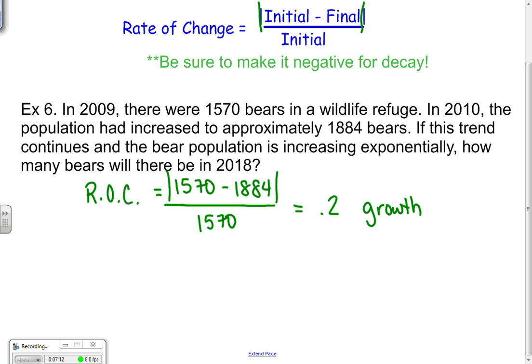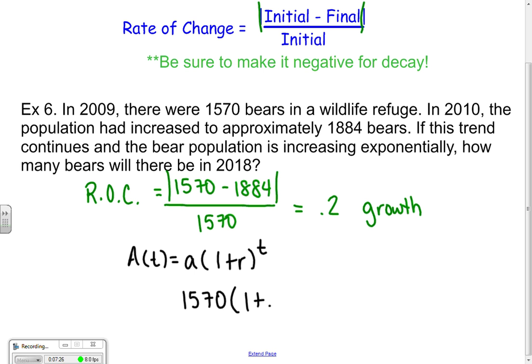So it's like I'm starting the problem from scratch. I'm going to do A of t equals little a times 1 plus r to the t. My little a value is where we were initially. Initially, there were 1,570 bears. I'm going to add my rate in there. And because we want to know how many there will be in 2018, that's 9 years after 2009. So take a second and put that in just the way you see it.